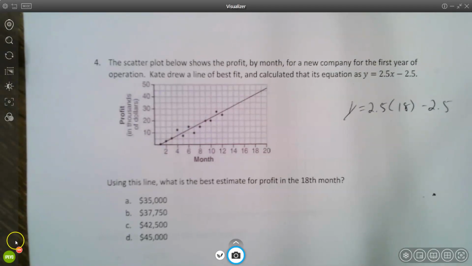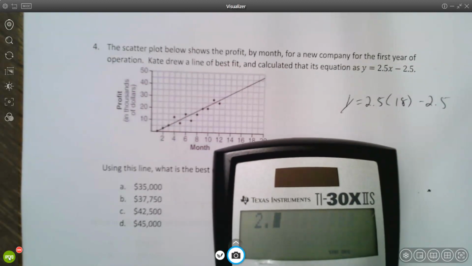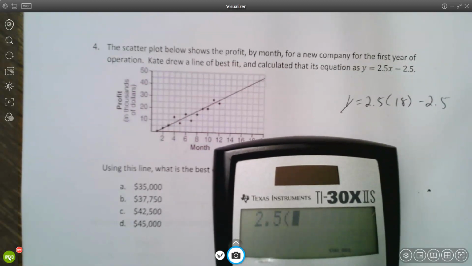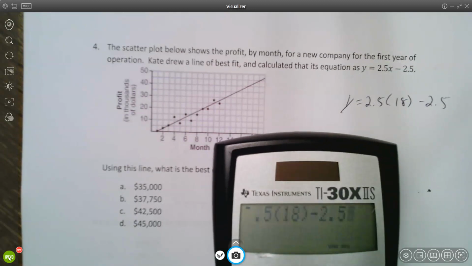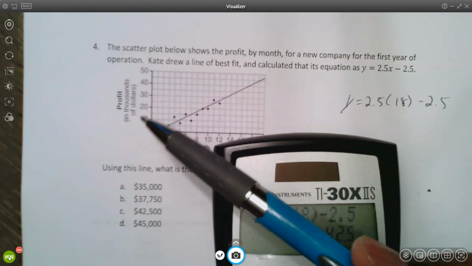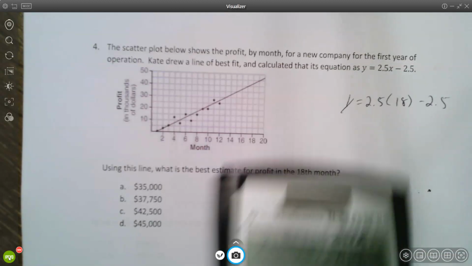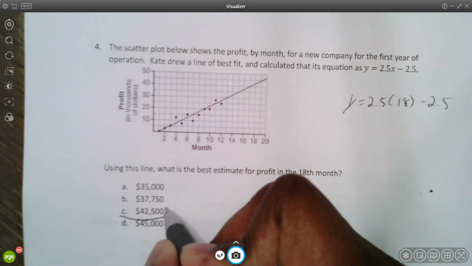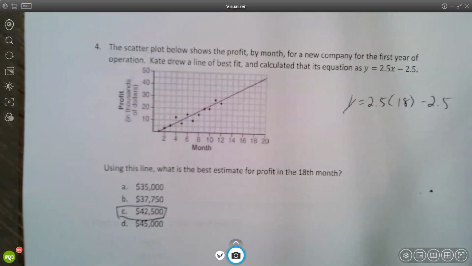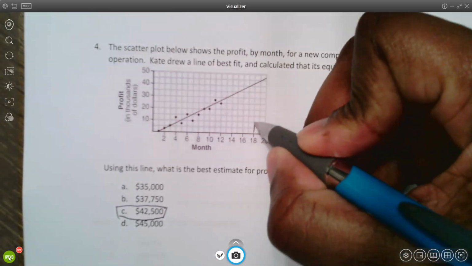So that answer would be, plug into the calculator, 2.5 times 18, take away 2.5. It should be 42.5, and that's in thousands. So about 42.5 thousand, or 42,500. That's the right answer.